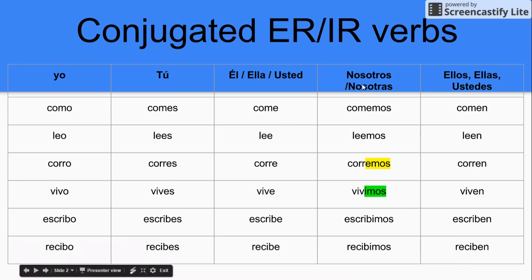The nosotros and nosotras is where we see our first change. We see for the ER verbs, comemos, corremos, but in the IR verbs, it's imos: vivimos, escribimos, recibimos. So ER verbs are emos in the nosotros, while IR verbs are imos. And then our last pattern is the ellos, ellas, ustedes. Instead of it being an AR, now it's just the EN.